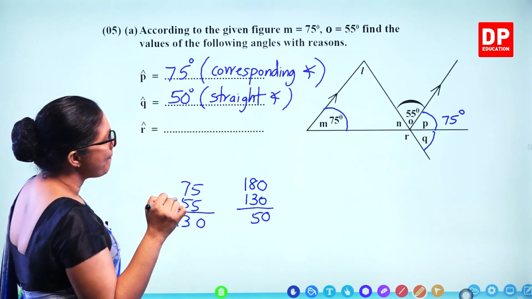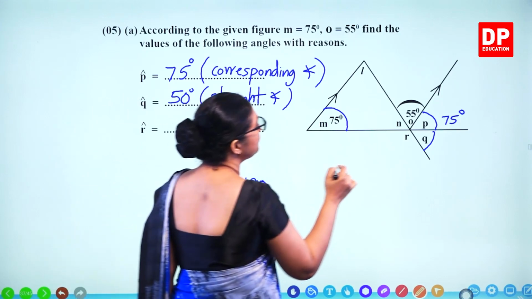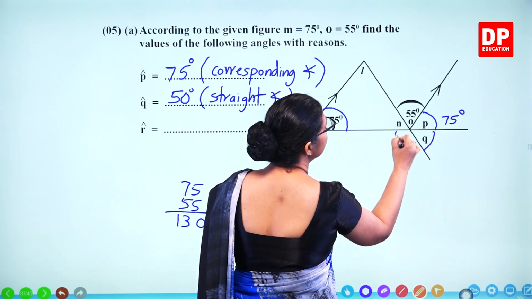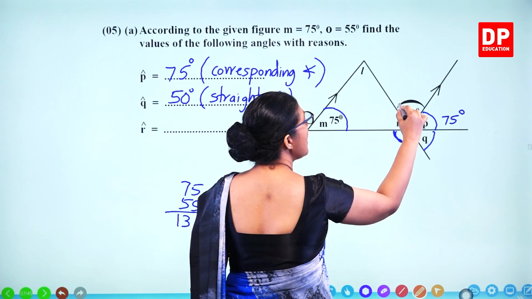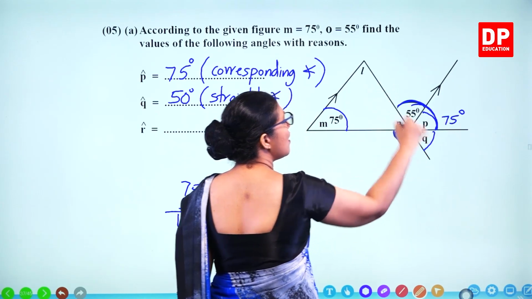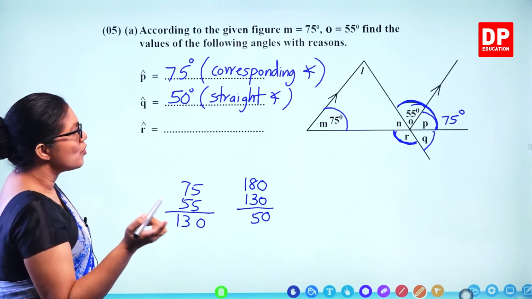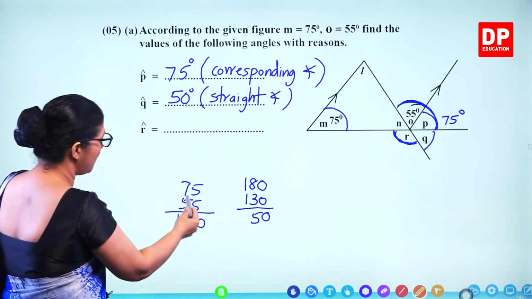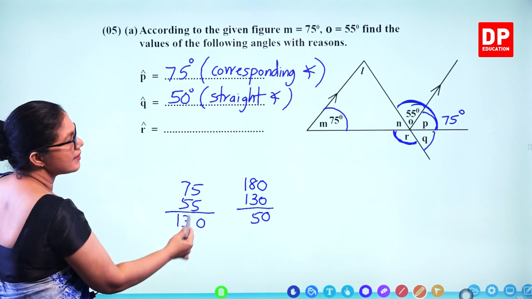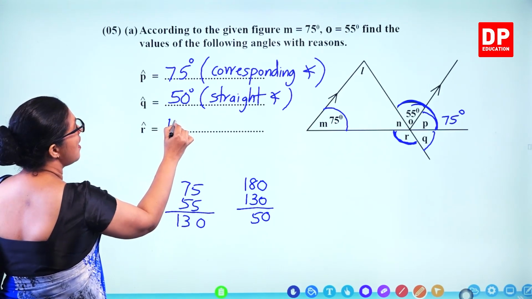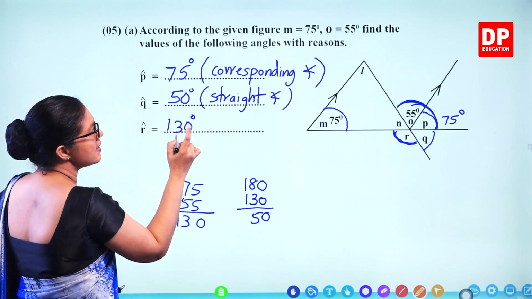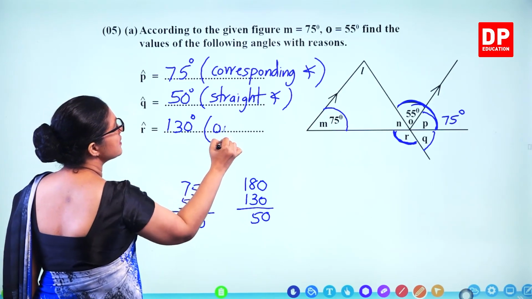R is here. This angle and this angle, opposite angles are equal. So 55 plus 75, we did that before, 130. So R equals 130 degrees, opposite angles.